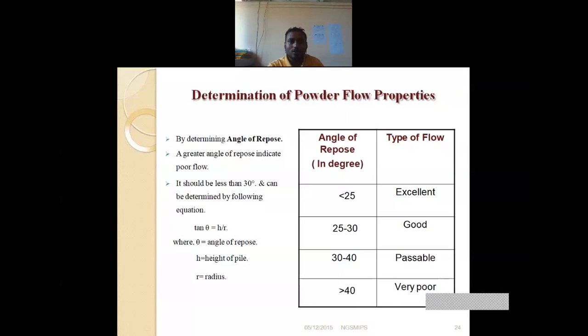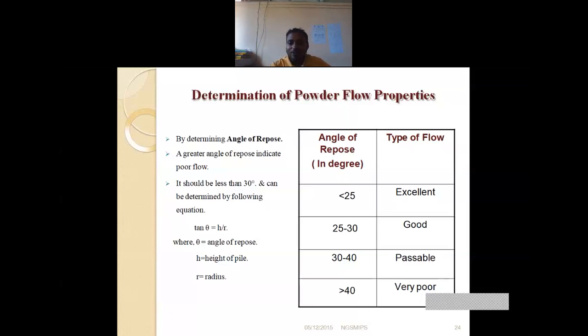For the angle of repose, you require one funnel, one burette stand, and one plain paper. You just put the funnel in the stand, then you keep the drug in the funnel. Then the drug will flow from the funnel to the surface and make a cone shape. It will fall down and form a cone shape.